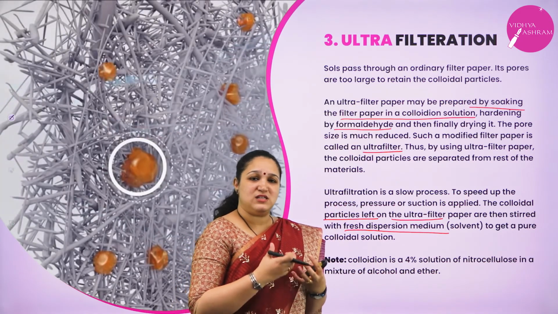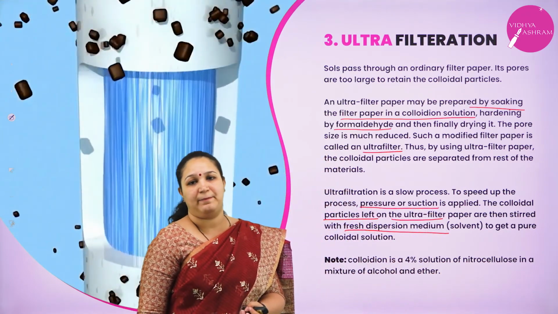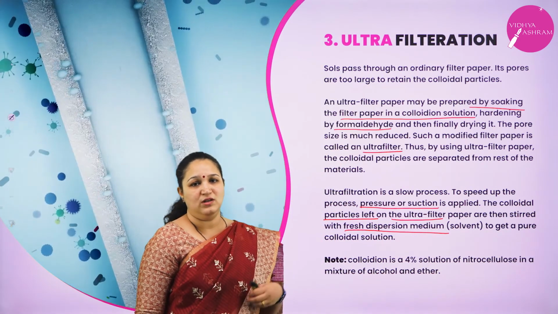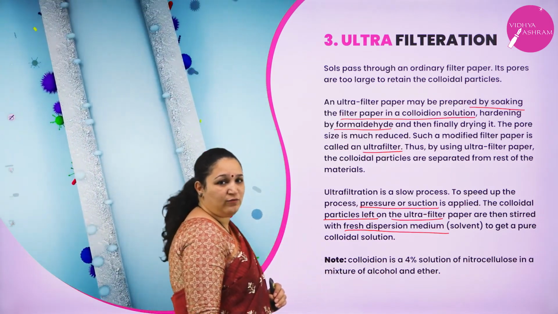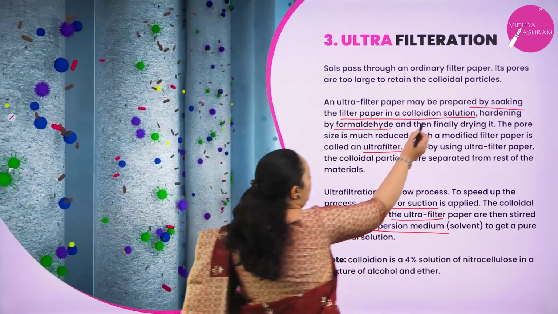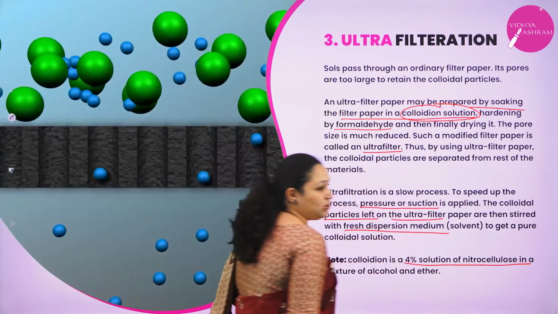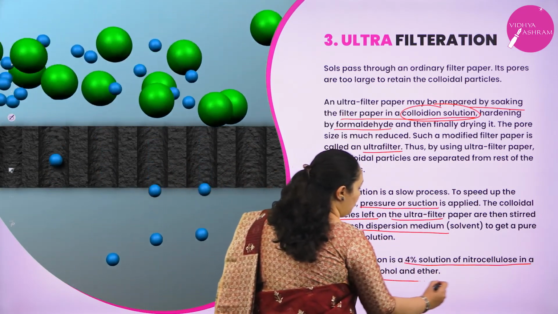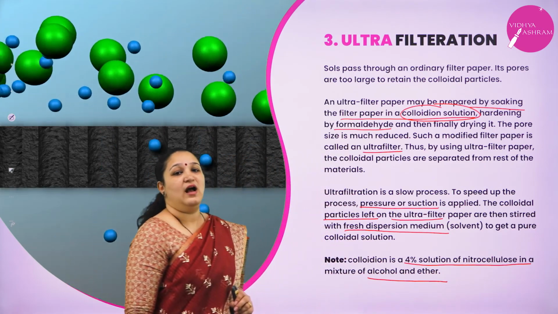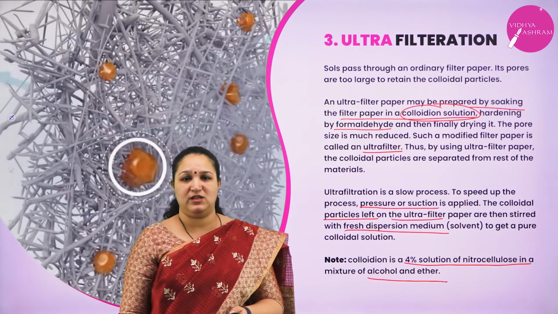To increase the speed, pressure or suction is applied. One more thing you have to know is, what is this collodion solution? It is a 4% solution of nitrocellulose in a mixture of alcohol and ether. I hope you have understood what is ultrafiltration.